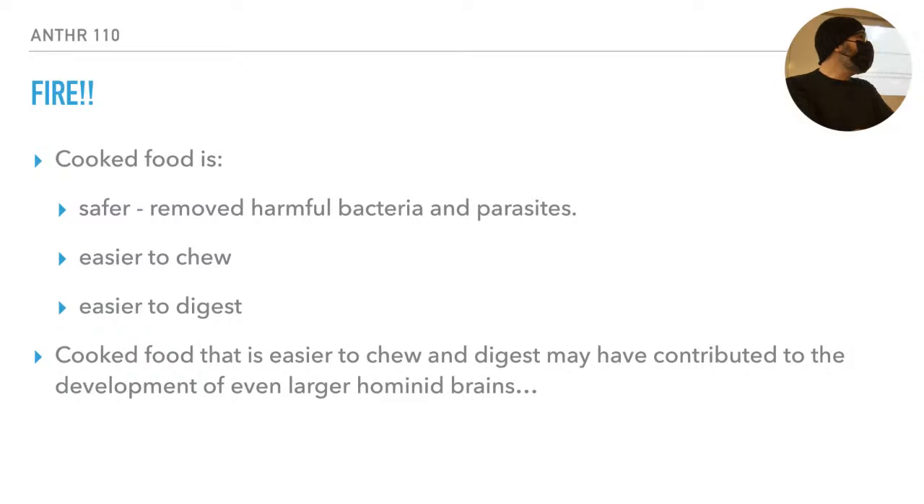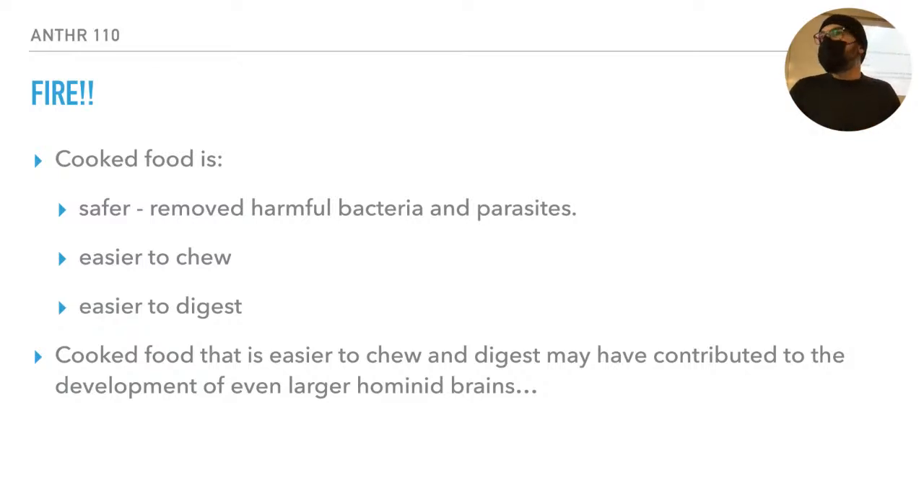And here's why. If these animals are eating, let's say, meat from whatever source, it's safer if you cook your food. You can kill harmful parasites, right? If the meat has started to spoil a little bit, cooking it can help kill off some of those things. So it becomes safer for you, right?